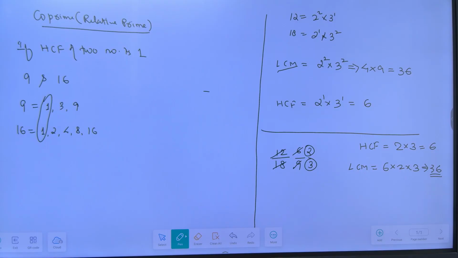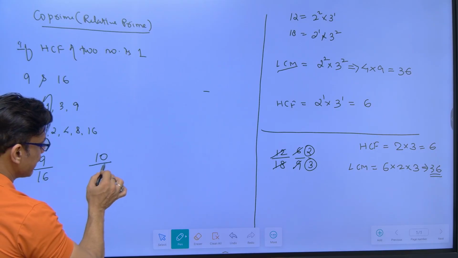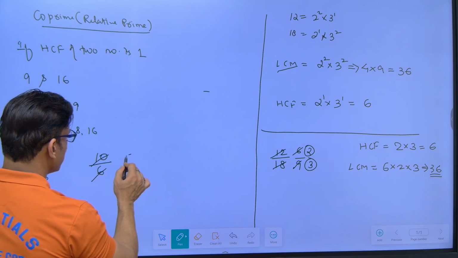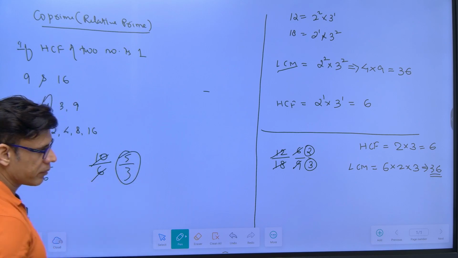So how will you come to know whether numbers are co-prime or not? For two numbers, you first write them in fraction form. Can you cancel them? No. When you cannot cancel them, they are co-prime. For example, if I take 10 and 6, are they co-prime? No. Why? We can cancel it with 2. If you cancel it with 2, this will be 5 by 3. Now they are co-prime.